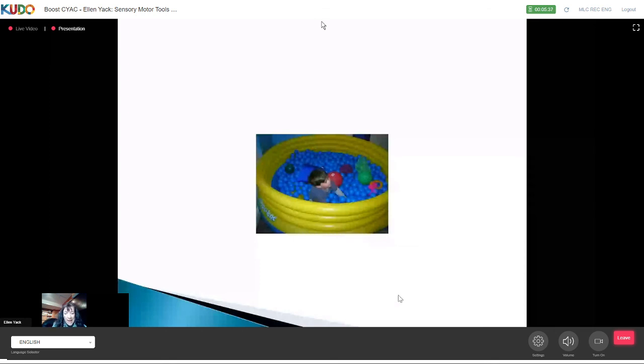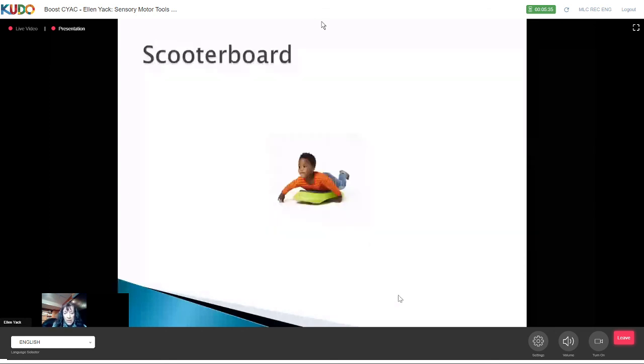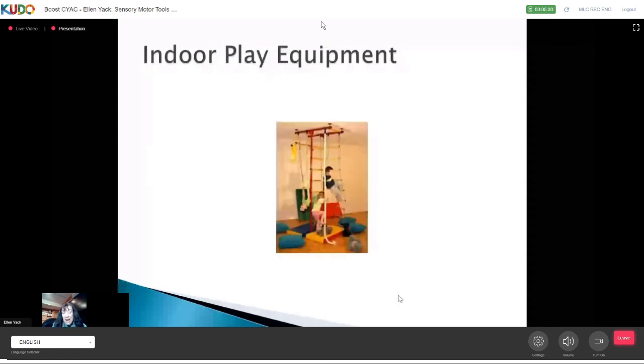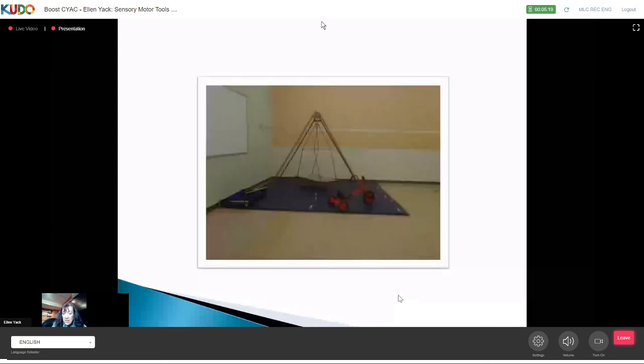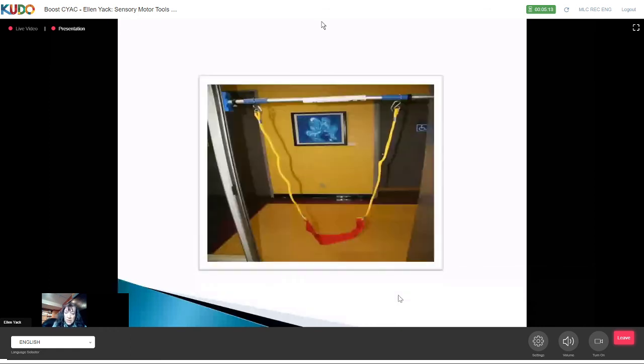A scooter board, again, is more of a tool that we'll use in the home for children who are movement seekers. This is indoor equipment by Limmy Kids. And again, this is something we might recommend for real movement seekers in the home to provide extra input. These are ways we've been able to put swings in the home. There's different stands. This is a swing in an ABA program. There are swing supports that can be put in the door frame.